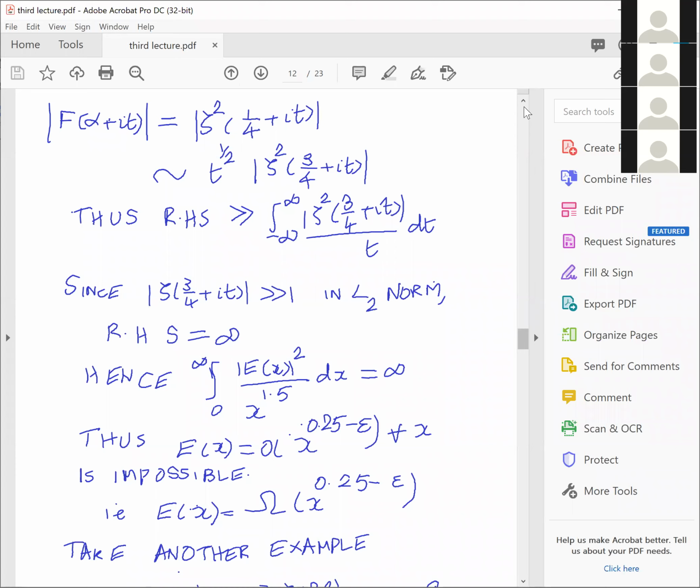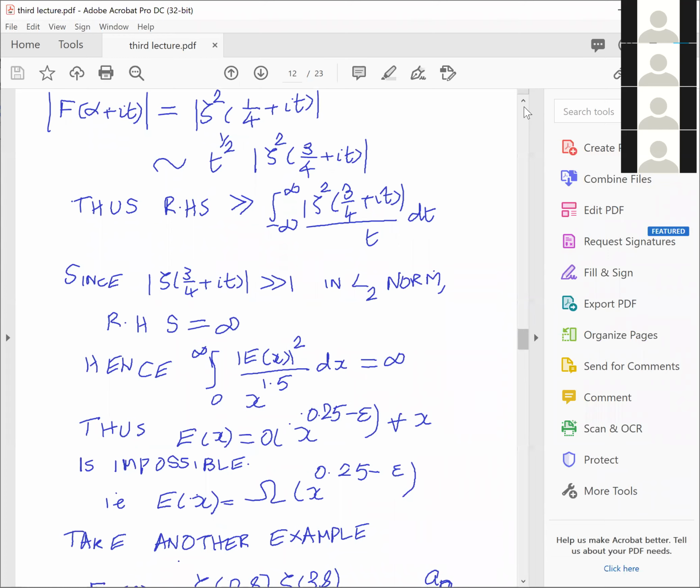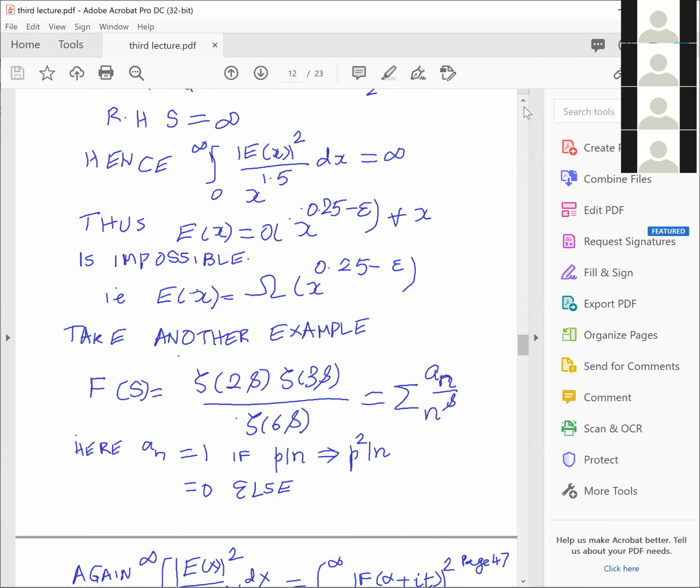Now comes Ramachandra. Ramachandra considered the following example. In fact, he considered one more complicated example, which I will come to later. He considered this example, zeta 2s times zeta 3s by zeta 6s. This is the summation of a_n by n power s, where a_n equals 1 if p divides n implies p square divides n, and 0 otherwise. This essentially means that if n does not have any prime appearing to the first power, then a_n equals 1, and if n has any prime appearing to the first power, then a_n would be 0. These numbers are called squareful numbers. Squareful numbers are precisely those numbers where every exponent is bigger than or equal to 2.